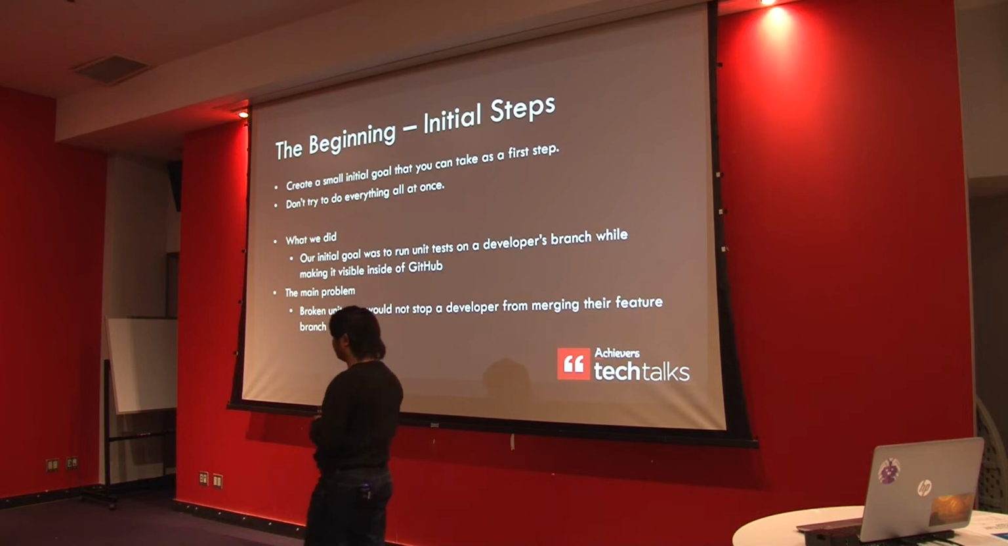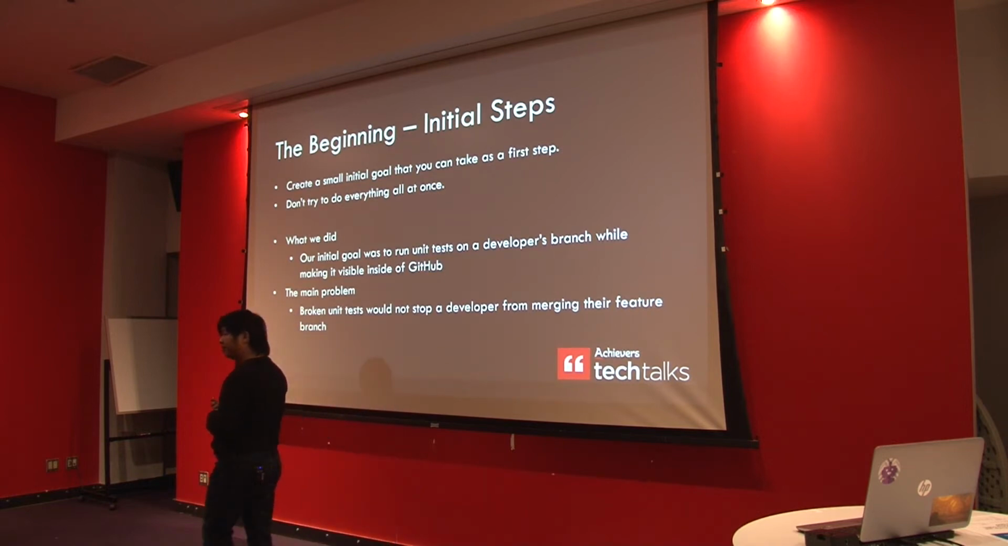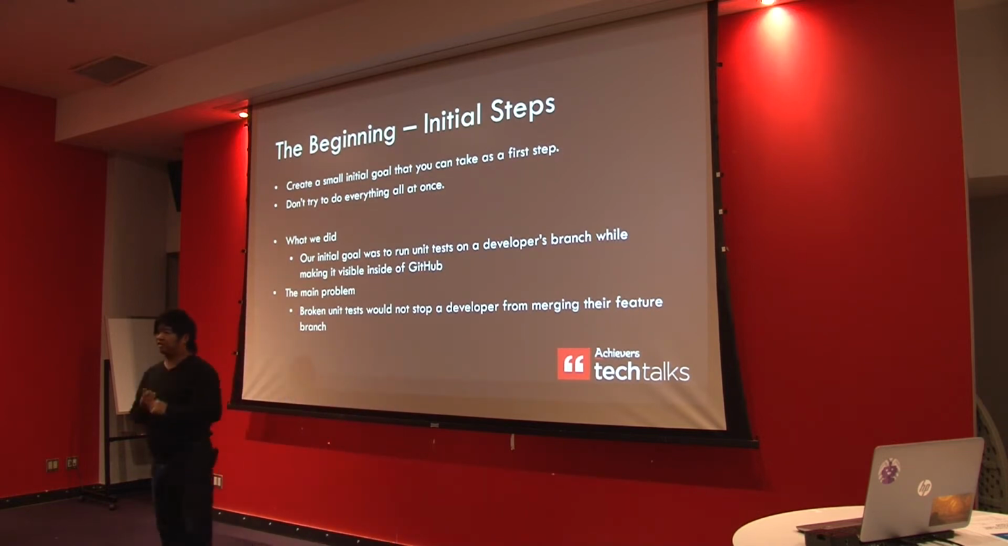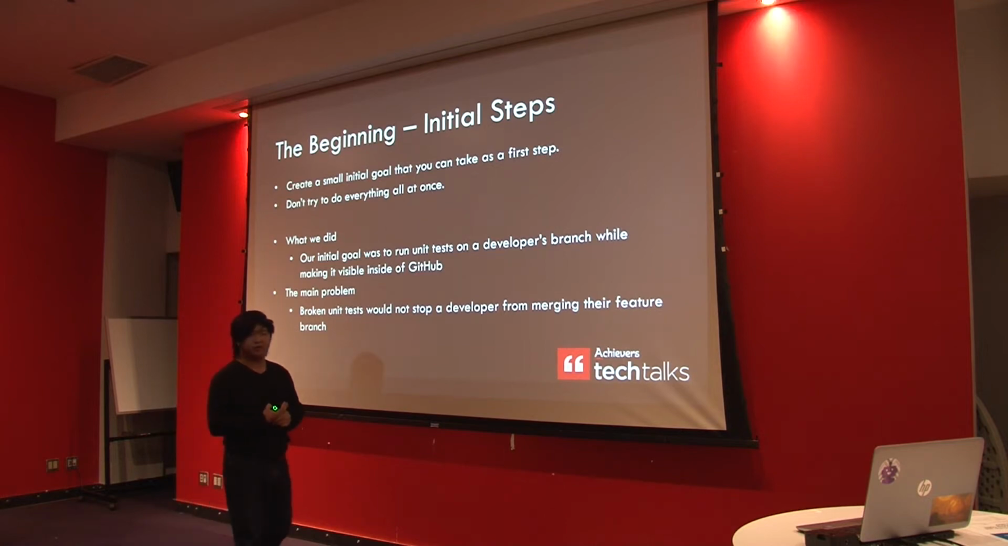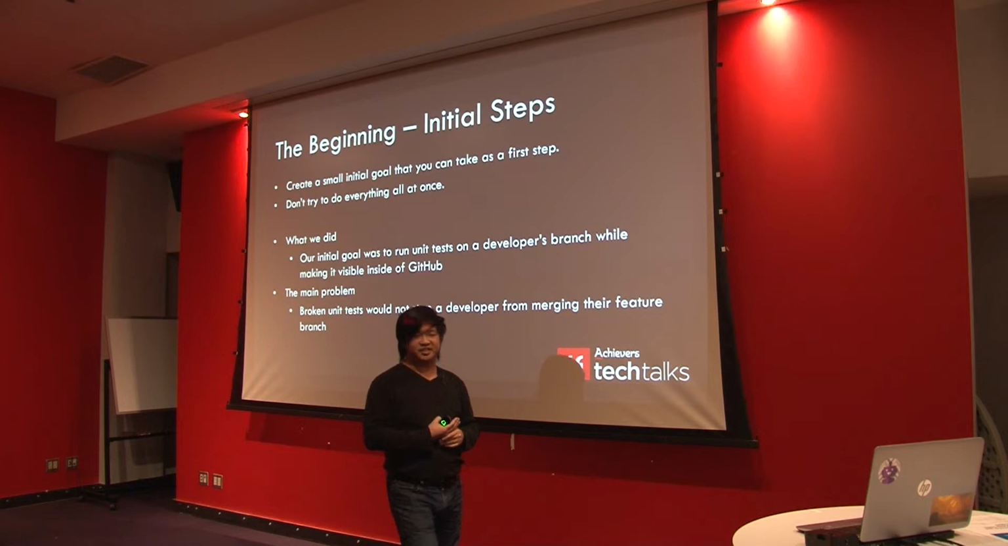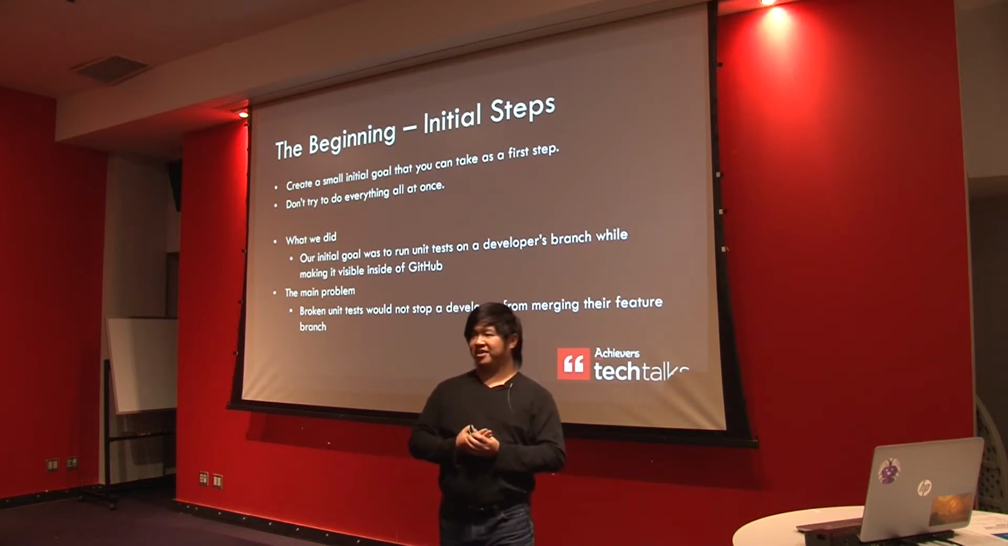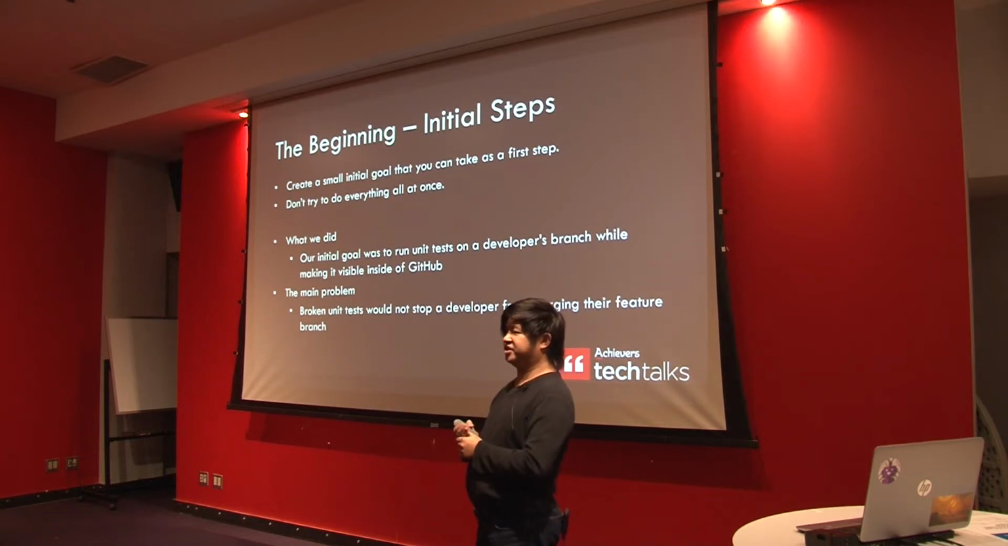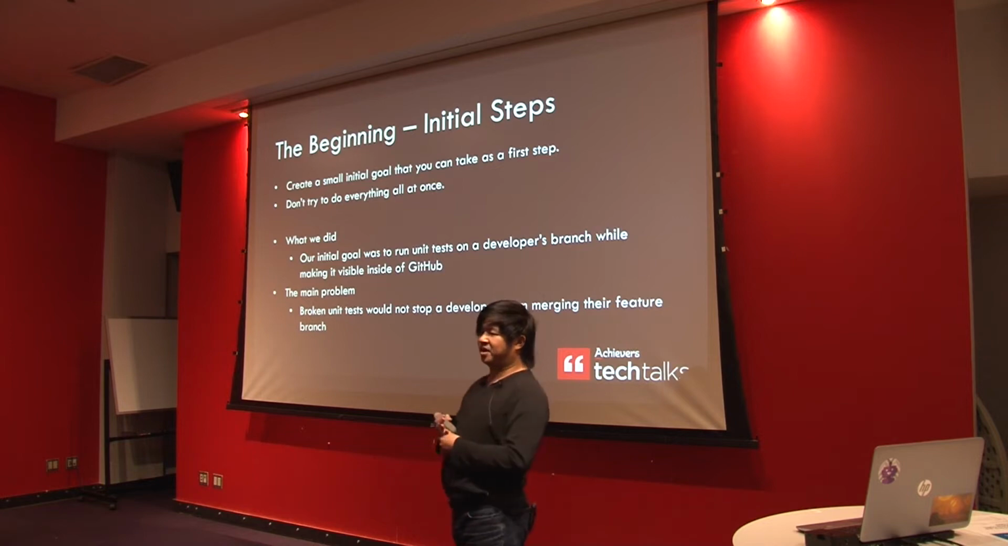So we managed to get our unit tests working in GitHub, but there was a problem. If your unit tests were reported as being broken, you could, as a developer, choose to ignore it. You could just be like, you know what? I'm okay with the fact that my unit tests are broken, and I'm going to merge anyway. This was clearly a problem.